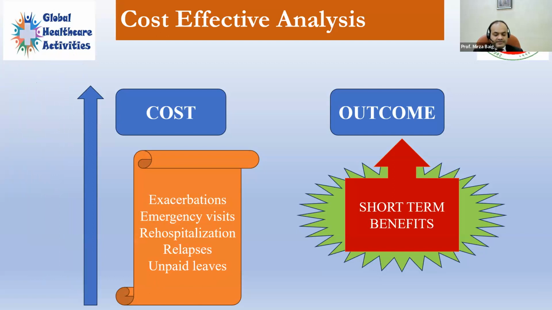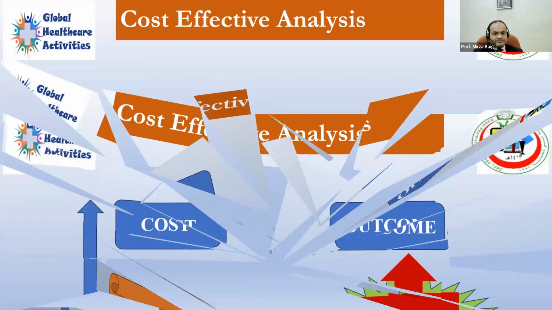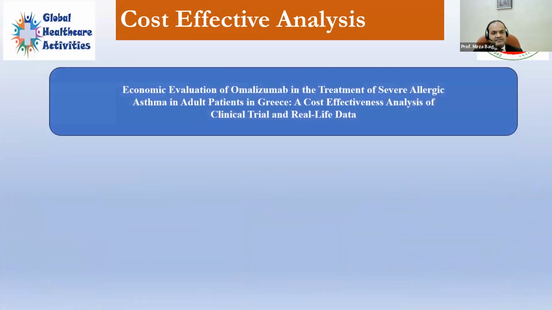I'll give one example from a publication on cost-effective analysis. It was done in Greece, where they added the biological drug omalizumab in the treatment of severe allergic asthma patients. Of course, there they have government insurance, and it is a free medication, and that's the reason they did the analysis based on the societal perspective, looking at how much the government is spending on the treatment of asthma patients in Greece.